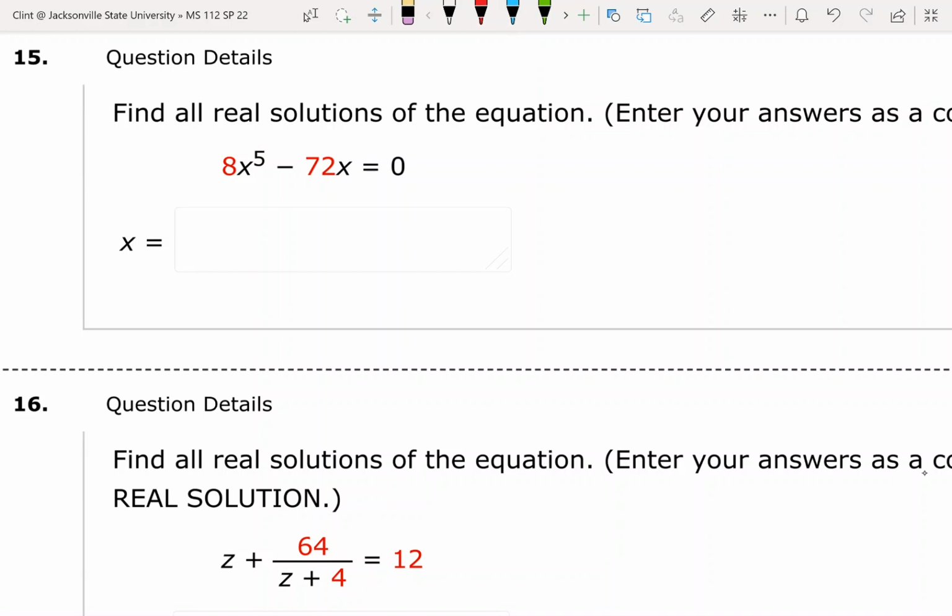So we should see what we have in common that we can factor out. Everything's already on one side, so we're good to go there. What do you see in common? Yeah, there is an 8. 8 times 9 is 72. So there is an 8. And then we also have an x in common. So we can factor out 8x. If we do that, we've taken out the 8. Taken out 1x. So that'll leave us x to the 4th. And then that'll leave us 9.